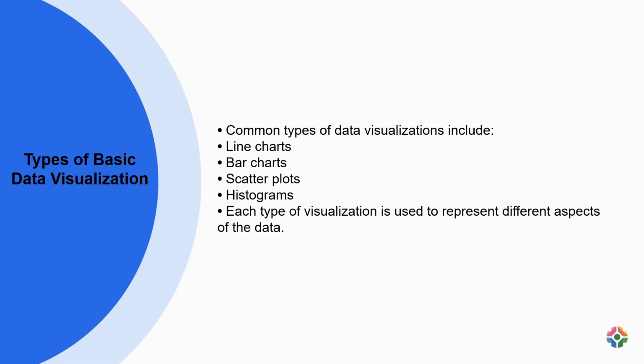Histograms are ideal for illustrating the distribution of a single variable, for instance, showing the distribution of customer ages in a market research survey. Each type of visualization serves a specific purpose in conveying different insights from the data effectively.